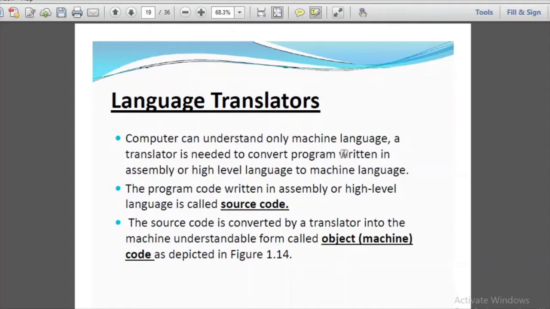Computers can understand only machine language. Translators are needed to convert a program written in assembly or high level language to machine level language. The program code written in assembly or high level language is called source code. What a programmer writes is called source code, and the source code is converted by a translator into machine understandable language, which is called object or machine code.